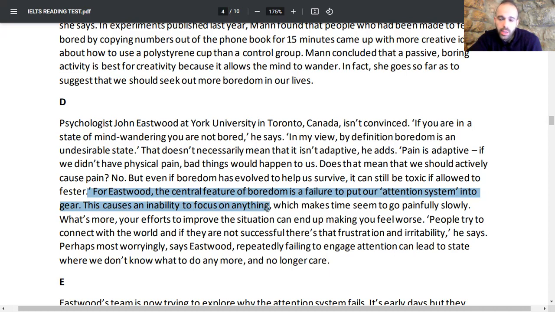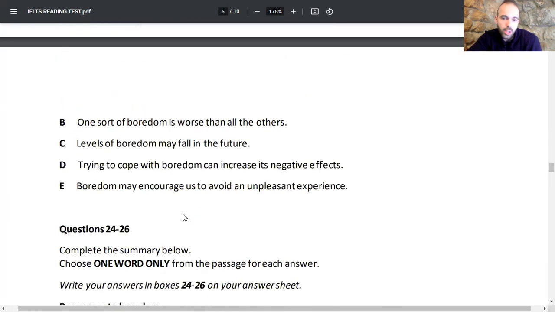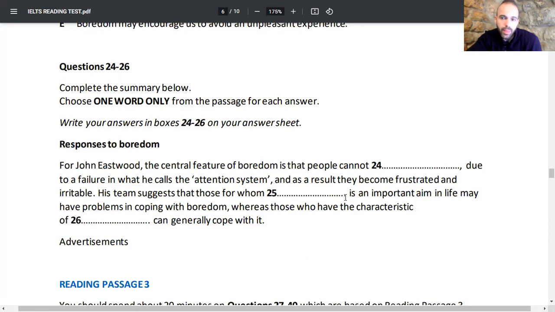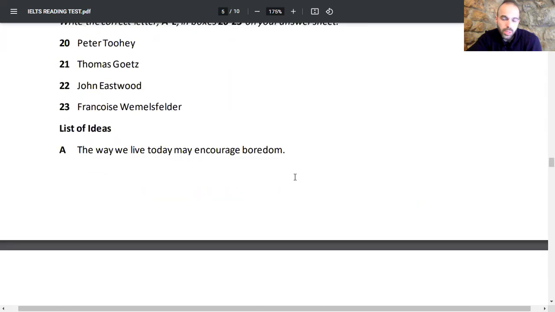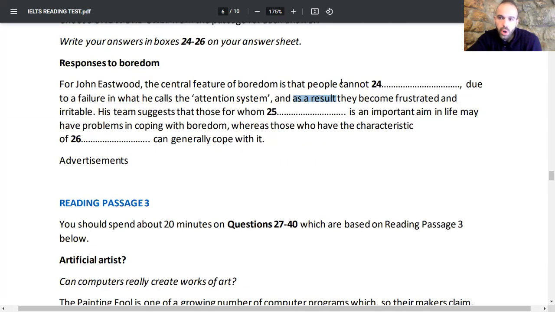Thus, what does it mean? When people are bored, they are not able to focus on anything. As you can see, inability was written as cannot in the actual sentence here. So cannot was written in the text as inability. And also we have as a result. So as a result was written in the text as causes. So then the answer for 24 is focus.